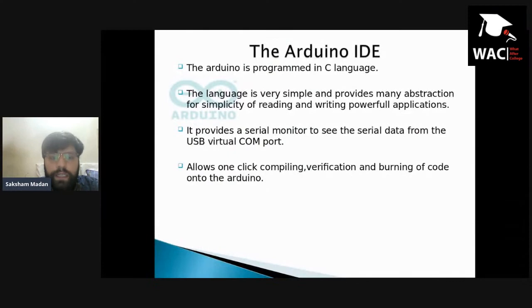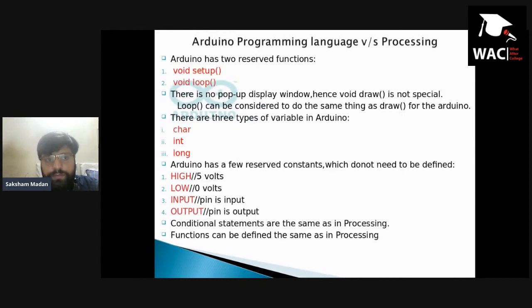Okay. It allows one-click compilation, verification, and burning of code onto Arduino. We have discussed this void setup and void loop. There are three types of variables in Arduino: char, int, long. You guys know about all this or not? I'll be needing your input on the same.